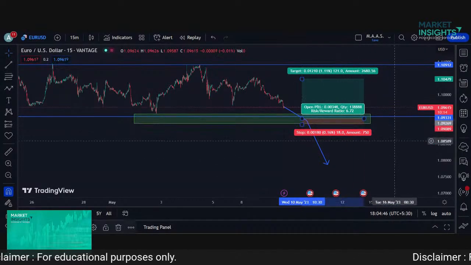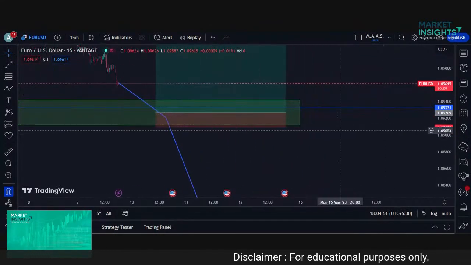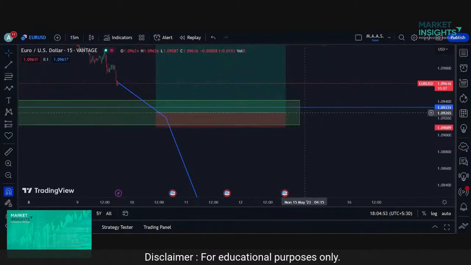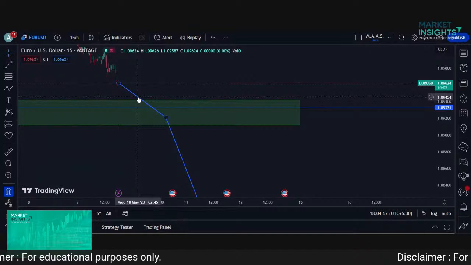Before that, it helps you in deciding your stop loss. Where will you keep your stop loss? Just below this particular line. Now what are these lines? How to make a zone? What is the thickness of the zone?